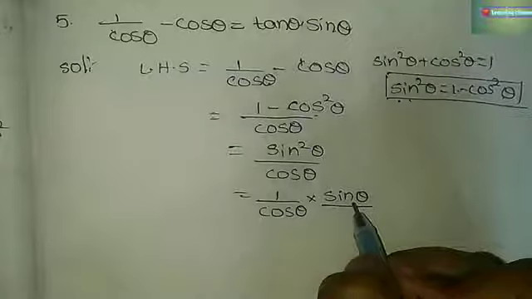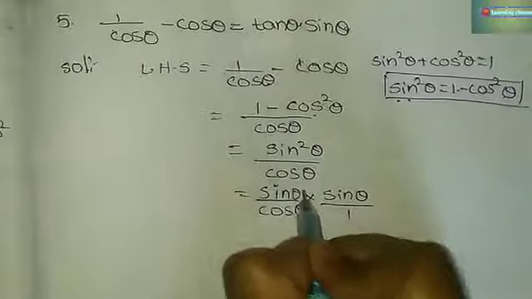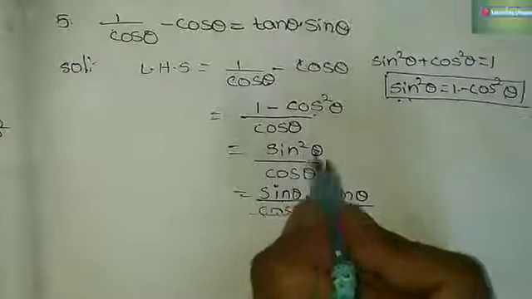Sixth problem, simplify secant A into 1 minus sin A into secant A plus tan A. Let us write the given one, secant A into 1 minus sin A into secant A plus tan A. That is equal to secant A into 1 minus sin A. Secant A can be written as 1 by cos A plus sin A by cos A. Tan A is nothing but sin A by cos A. Secant A can be written as 1 by cos A into 1 minus sin A.